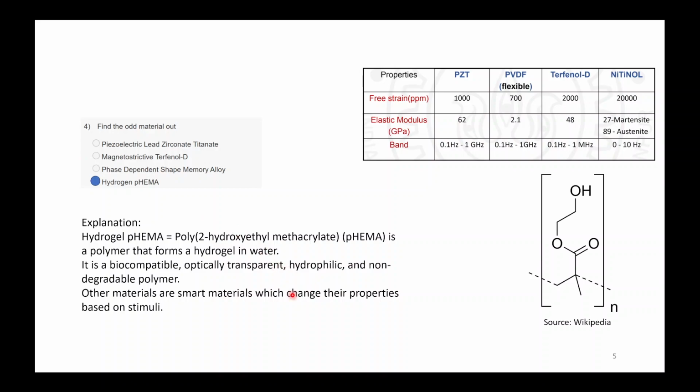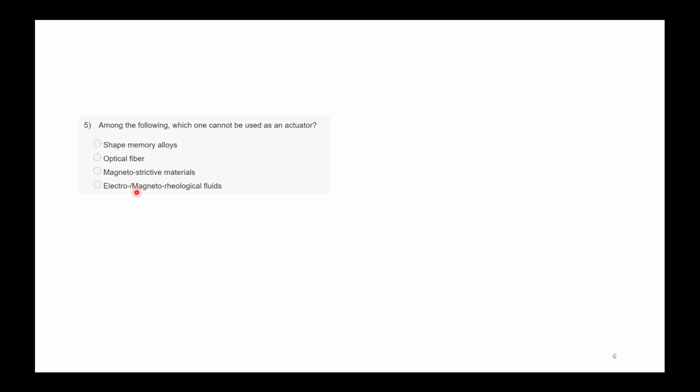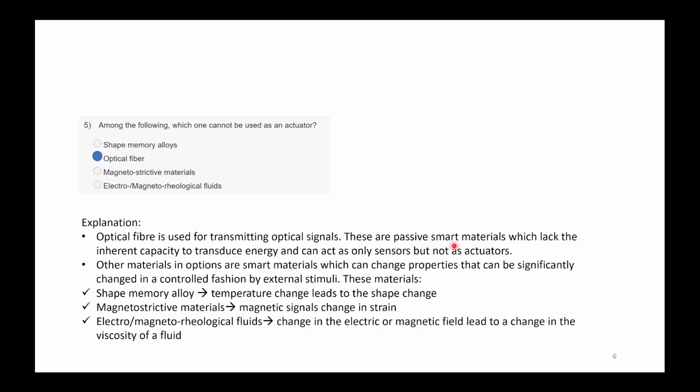Fourth question: find the odd material out. Hydrogel can't be used, it is a passive smart material. The others can be used in making actuators and sensors. So this is the odd material out. Fifth question: among the following, which one cannot be used as an actuator? Your answer will be optical fiber, because it is a passive smart material. It can't be used in making actuators, it can only be used in making sensors.